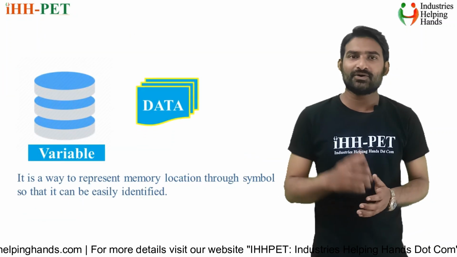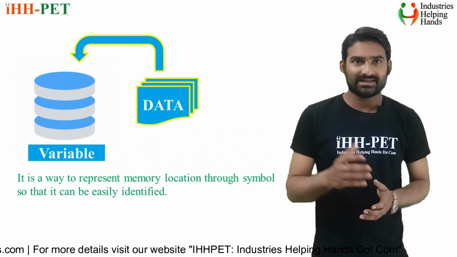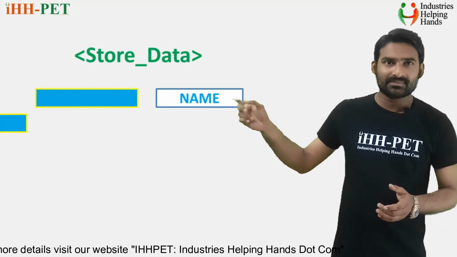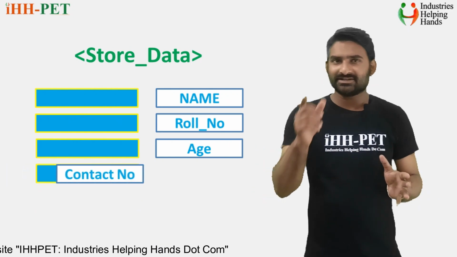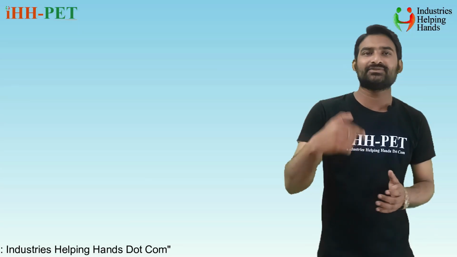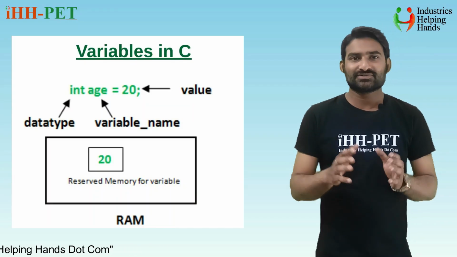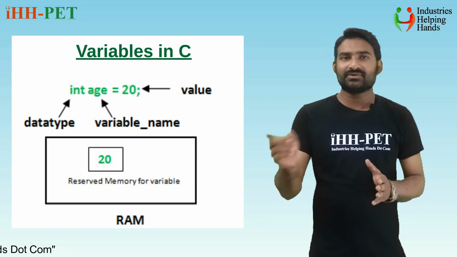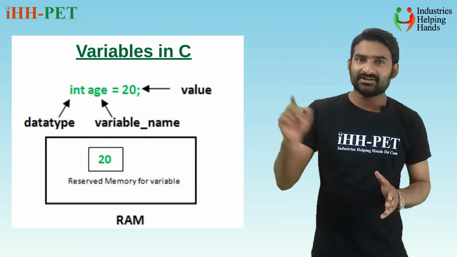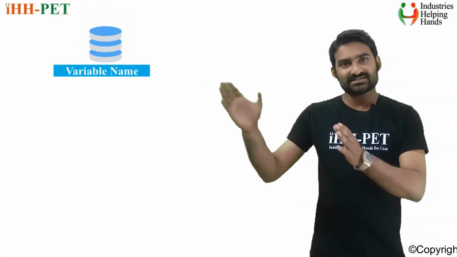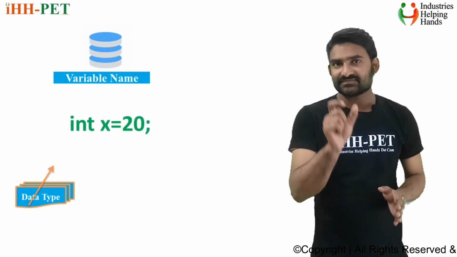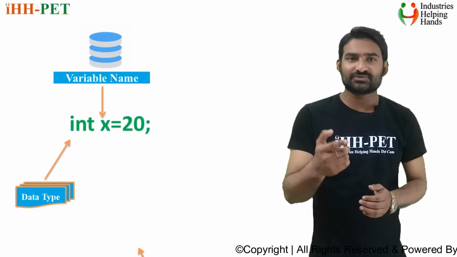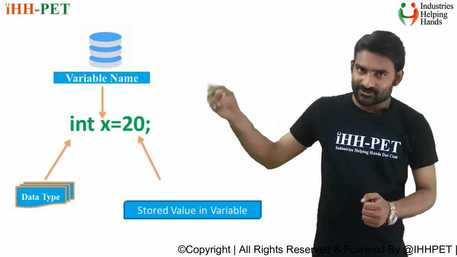For example, if you want to store data like name, roll number, age, contact number, that may be anything related to your needs, related to your programming requirements. If you want to store data, you cannot directly store that into memory. For storing this data in memory, you need a specific variable name, and this variable name will help you store this data in your memory location.